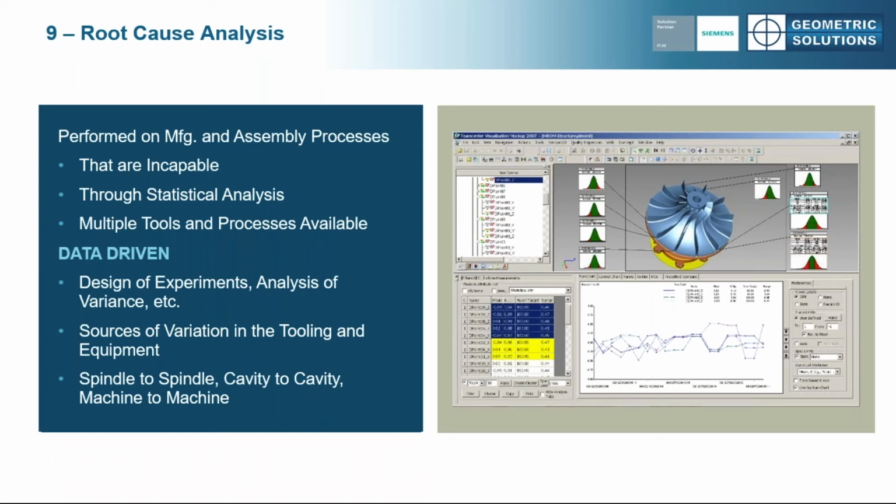The source of variation could be in the tooling and the equipment, or it could be in the parts. You never know. It could be spindle to spindle, cavity to cavity. If I got molds, I might have 4 molds and 3 of them are good, but one's bad. And that's causing the variation. So I got to figure out why that one is off. But if I use interactive tools, I can find where the problems are and clarify them.